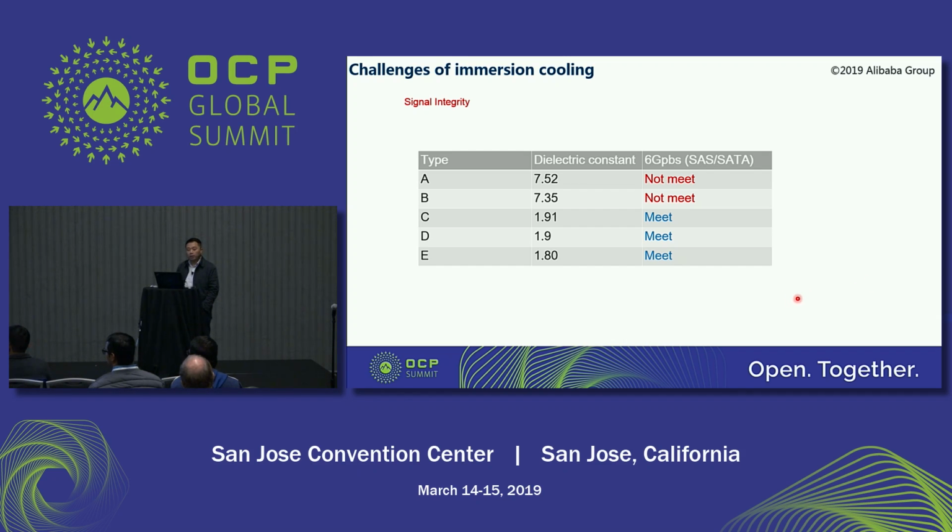Together with our suppliers, we found that liquids with a dielectric constant less than 2 can basically satisfy the signal compatibility of existing servers. But with the improvement of server performance, we know the signal frequency becomes higher and higher. So it is a requirement that high-speed signals are wired in the middle layer of the server.